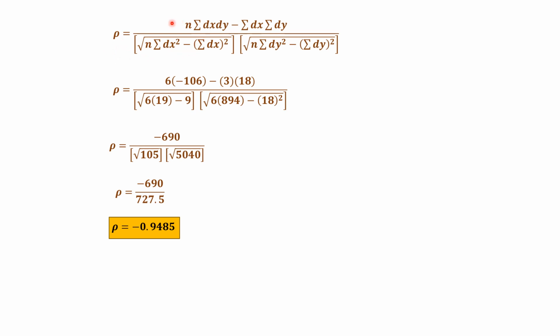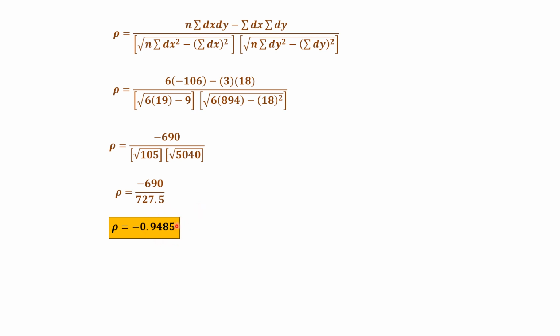So we have now substituted the values in the formula that we already know, and we get the rho value to be negatively correlated, because rho is minus 0.9485. Though it's closer to minus 1, it is negatively correlated. So that's the result that we infer based on the size and the number of defective items.